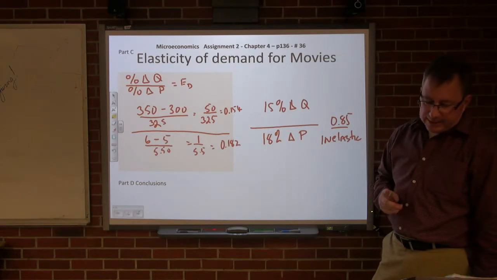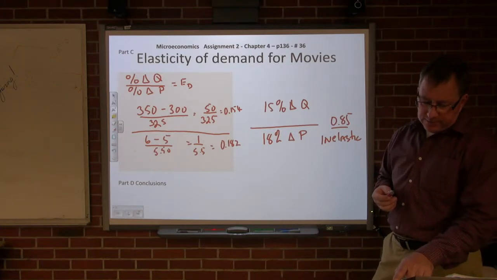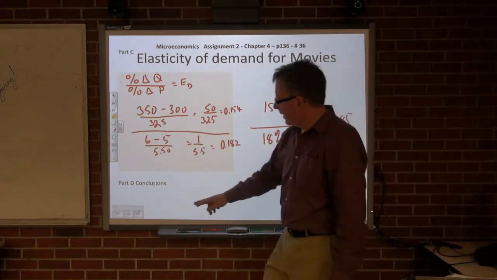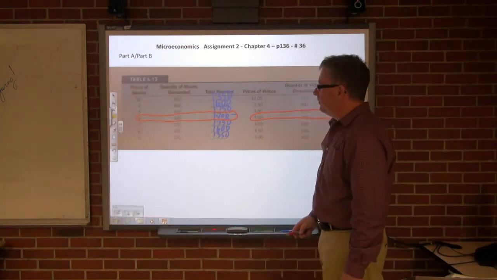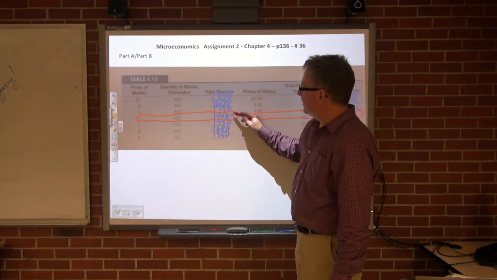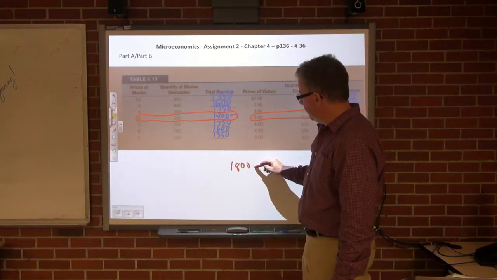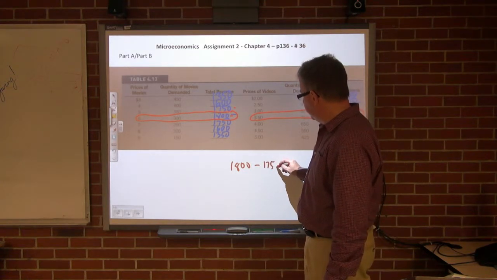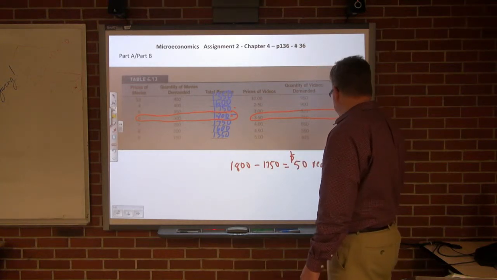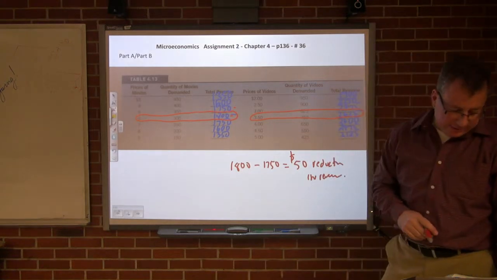And then we're asked, well, what's the change in revenue? Well, if we look at the change in revenue, if we go back to our table, we went from 6 to 5. So that was $1,800 at 6 to $1,750. So $1,800 was the original revenue minus the $1,750. And that's a change in revenue of $50 reduction in revenue. So that's what that does.